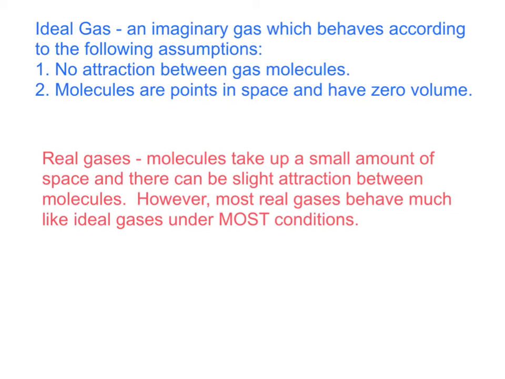Now in the real world, no gases behave exactly this way; molecules take up a small amount of space, and there can be an attraction between the molecules. These are usually van der Waals attractions, but you can have different types of attractions, polar, dipole, stuff like that. However, most real gases behave much like ideal gases under most conditions. What does this mean? Well, if it's extremely cold, if you start getting close to the freezing point of a gas, it will start to turn into a solid or a liquid.